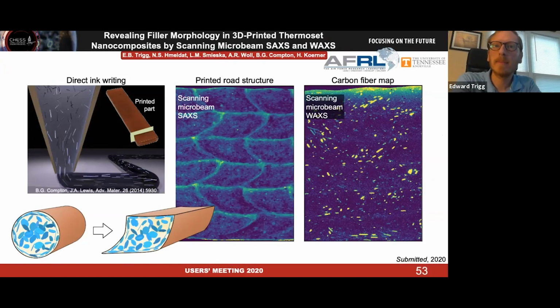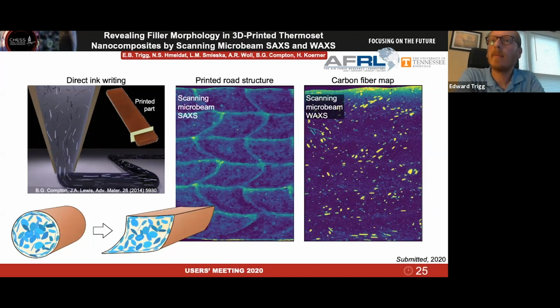I'm going to be presenting a poster on characterizing the morphology of some 3D printed materials. So this 3D printing technique called direct ink writing has been around for a few years. And basically you're able to 3D print at room temperature a thermosetting material with fillers, such as carbon fiber, cure the material, and then you end up with a 3D printed part with good mechanical properties.